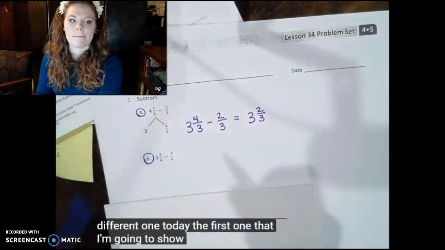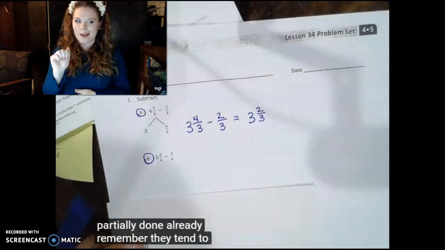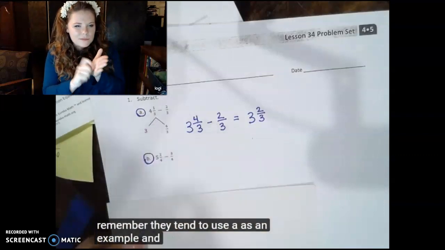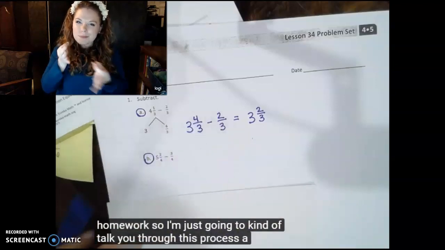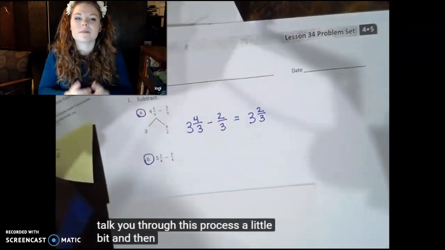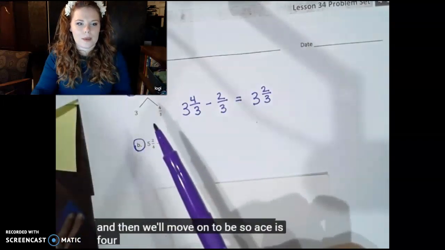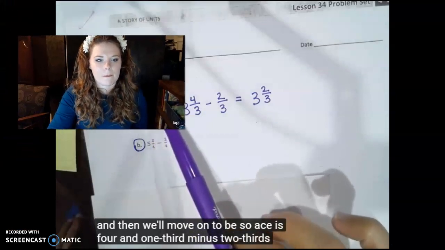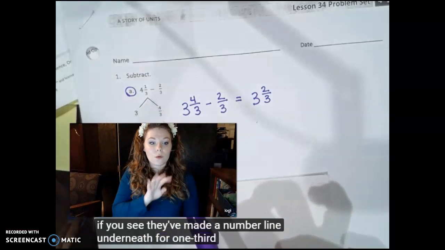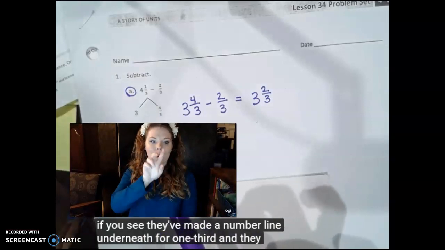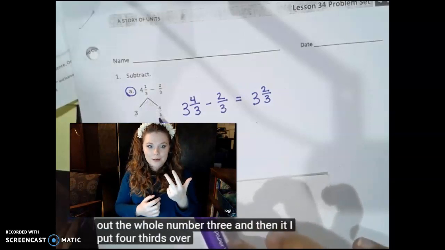The first one that I'm going to show you, 1A, was partially done already. Remember, they tend to use A as an example on most of the problem sets and homework. So I'm just going to talk you through this process a little bit, and then we'll look at the answer, and then we'll move on to B. So A says 4 1/3 minus 2/3. Now, if you see, they've made a number bond underneath 4 1/3, and they've pulled out the whole number 3, and then they put 4/3 over here.